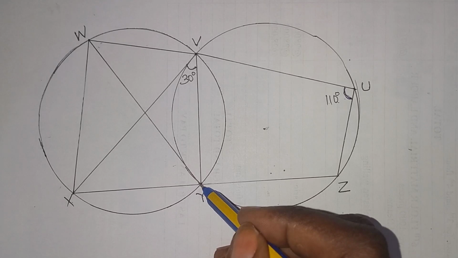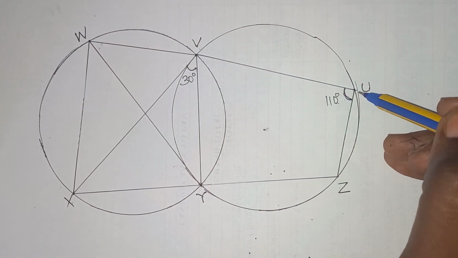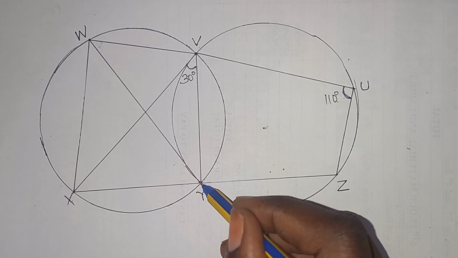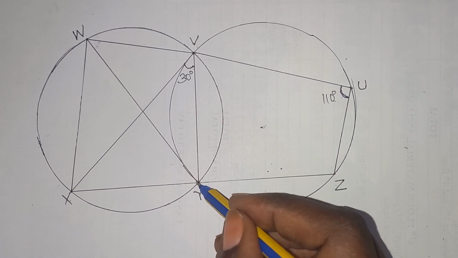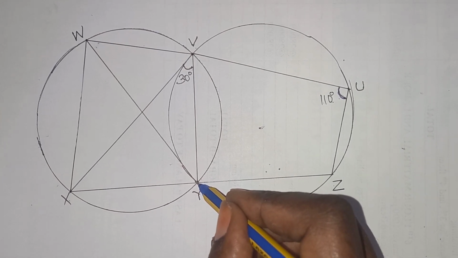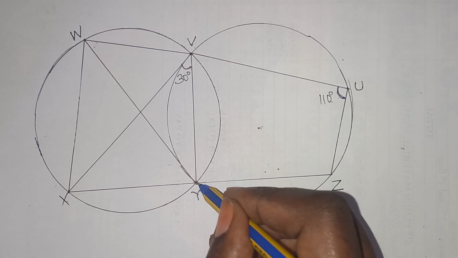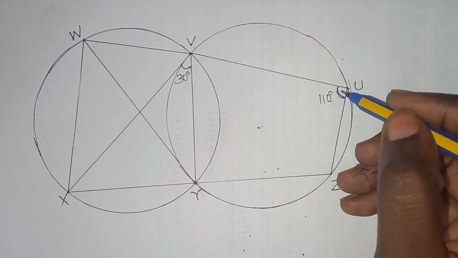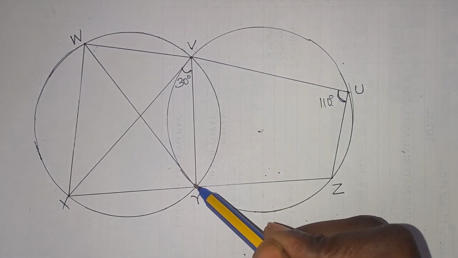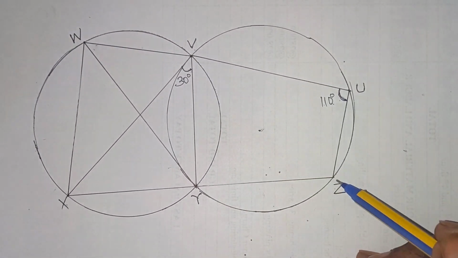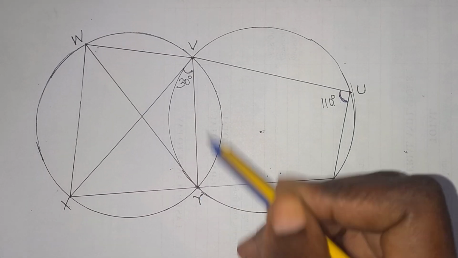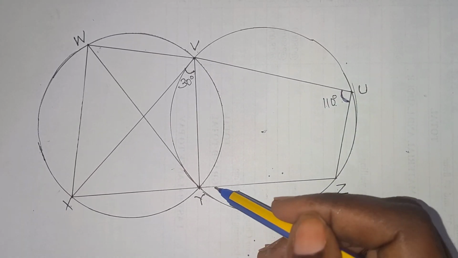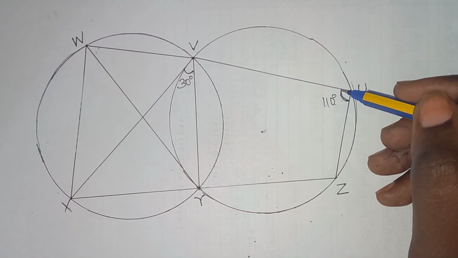As I told you previously, when you are given such questions, you must take your time first to study the diagram that you've been given, so that you can know all the angle properties. You try to figure out all the angle properties that have been applied that will enable you to calculate the angles that are missing. Like here, this quadrilateral YVUZ is a cyclic quadrilateral, and we've been given this to be 110.